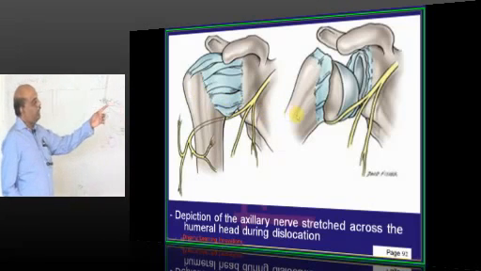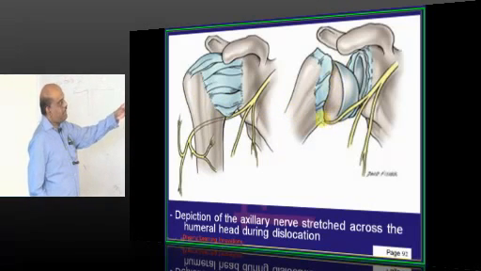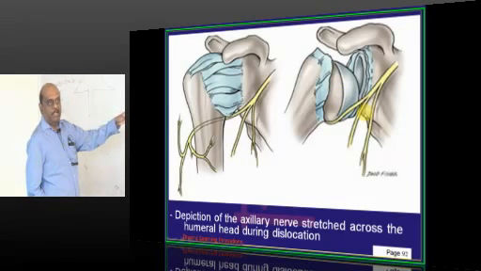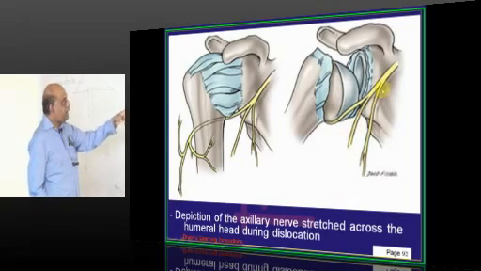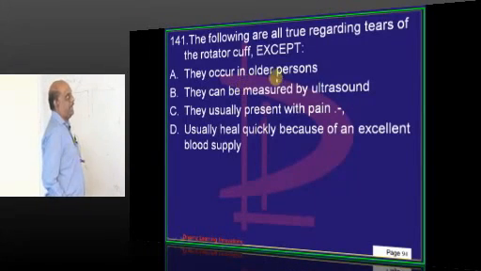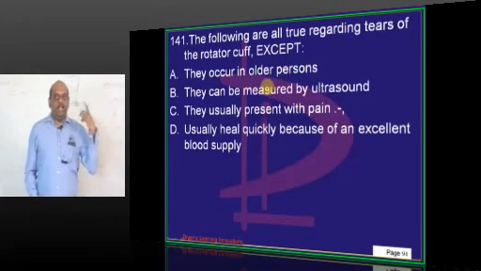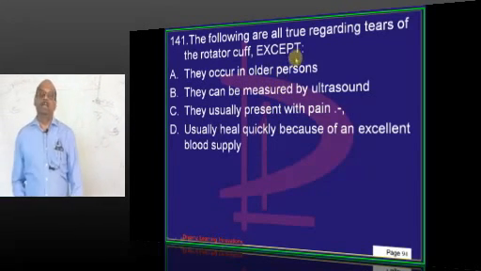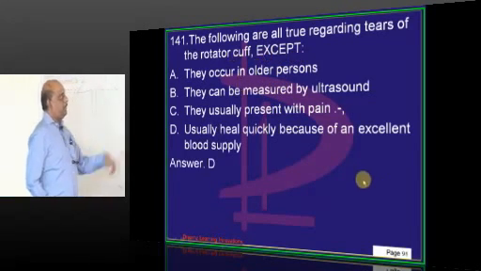So this is how a fracture of the surgical neck of the humerus can impinge upon the axillary nerve and lead to the development of axillary nerve injury, is what you have to basically understand. Now coming to the tears of the rotator cuff, what is accept about it?